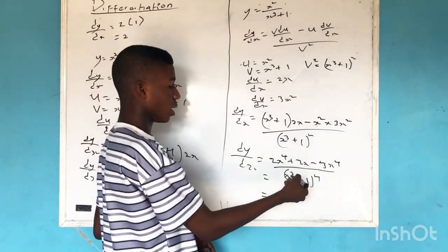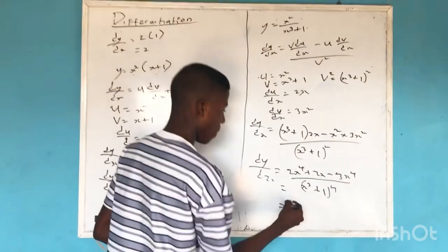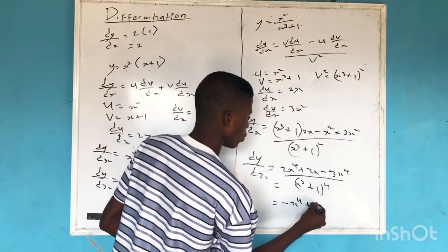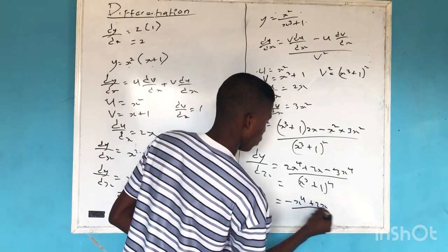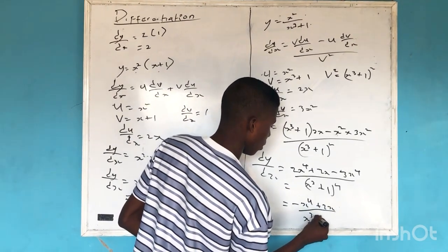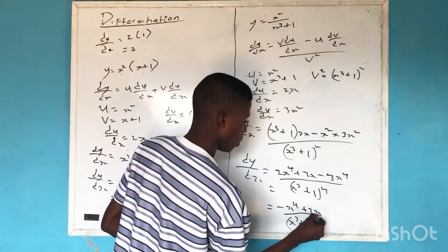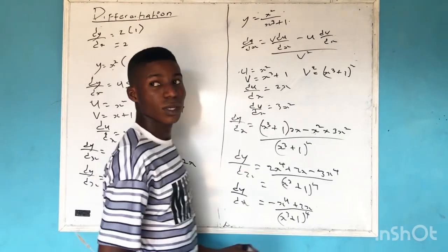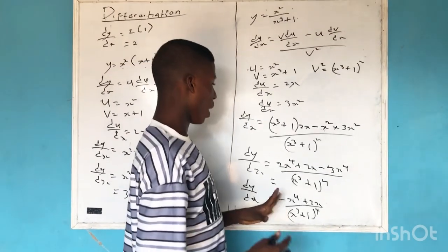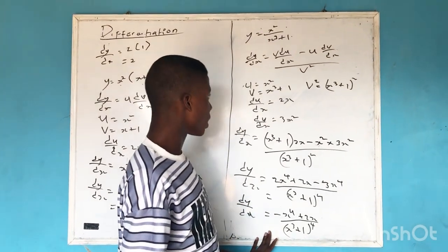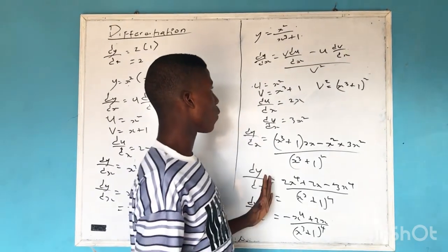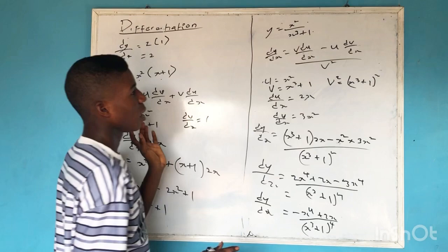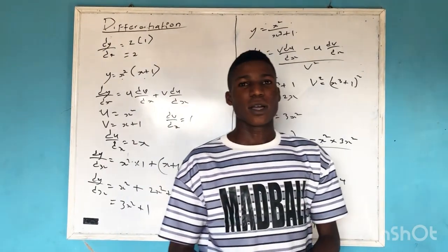Since they are like terms, we bring them together. Then we have minus x⁴ plus 2x all over (x³ + 1) to the power 4. Then our dy dx is this. So having seen this, this is the end of the quotient rule formula, which is this. Then our product rule formula, which is this. So watch out for differentiation 2.